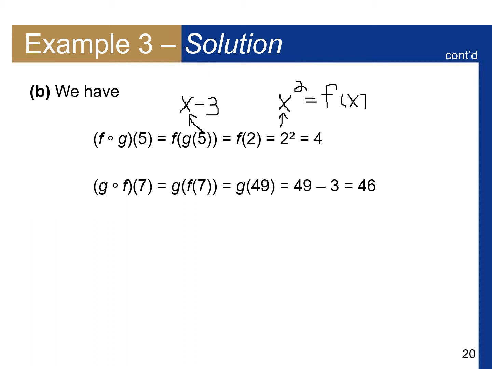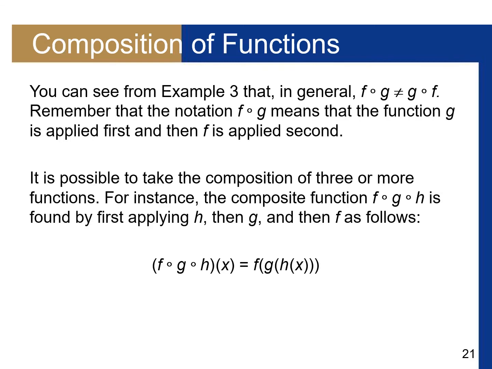So when I plug it in first, I will get 49 because 7 squared is 49. Now I'm going to take that value and plug it into my g of x, which is x minus 3. So I just take 49 minus 3 and we'll get 46. So you can see again, like I mentioned before, that in general, the composition of f of g is not the same as g of f, okay?